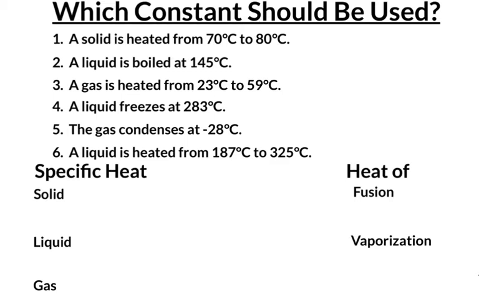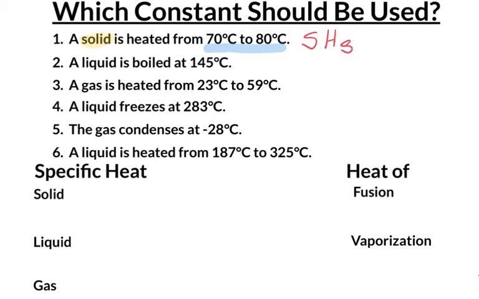So number 1, a solid is heated from 70 degrees to 80 degrees Celsius. So notice that we're told it's a solid, and then it's saying it's changing the temperature. If it's doing a temperature change, 70 degrees to 80 degrees, we're going to be looking at a specific heat. Now this specifically says solid, so that means we're looking at the specific heat of a solid. That's what we would use for this portion.